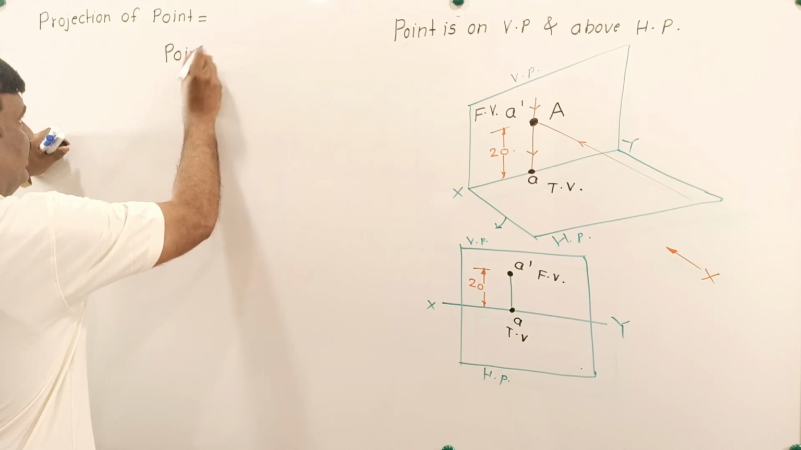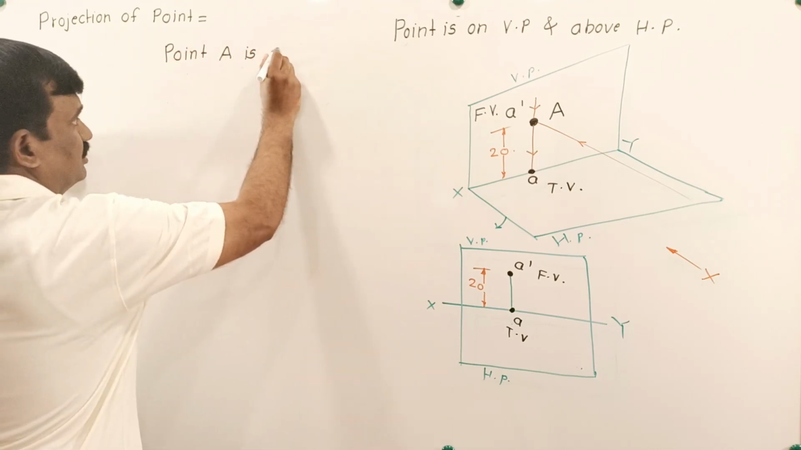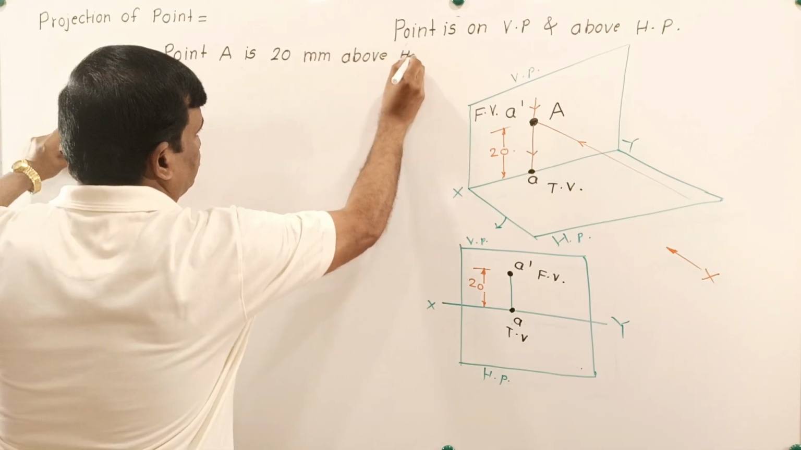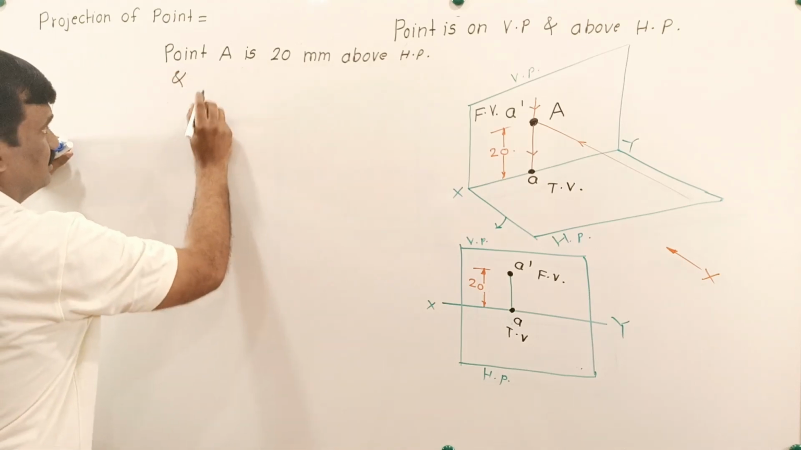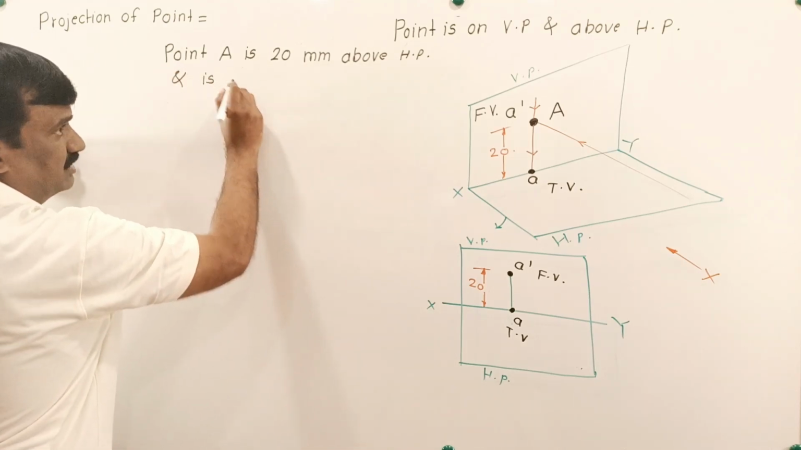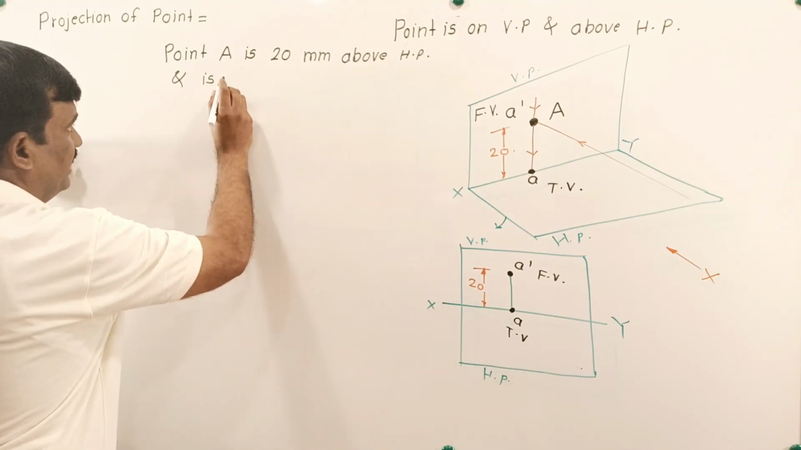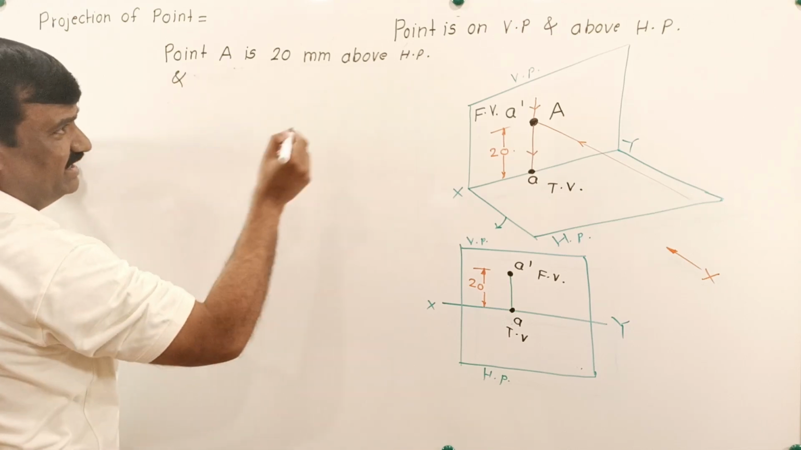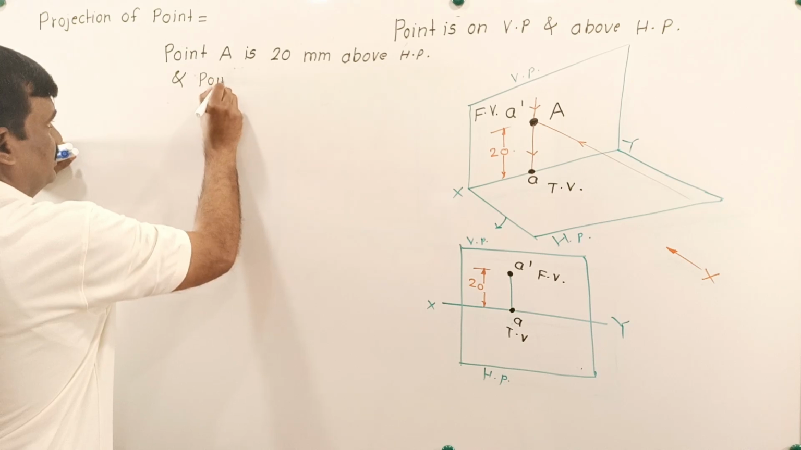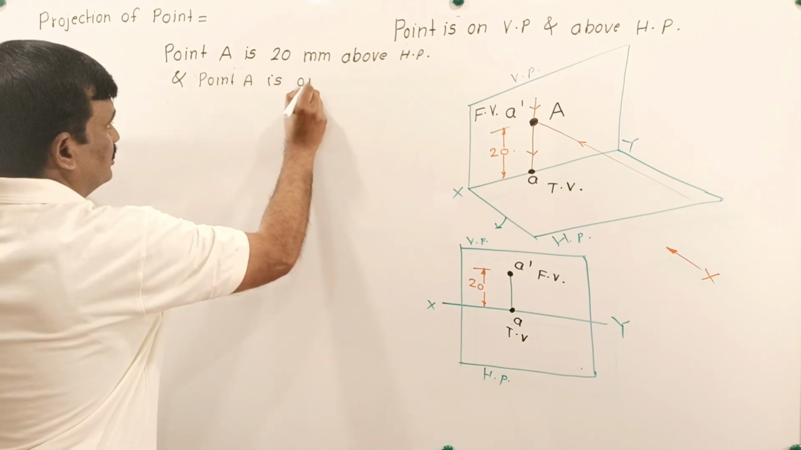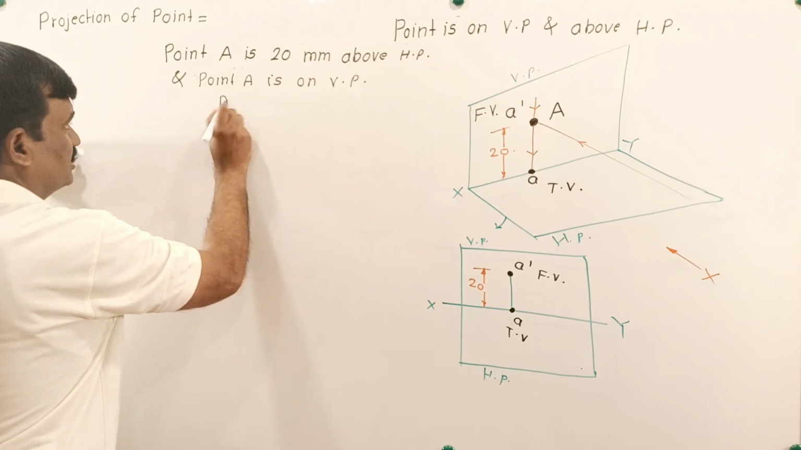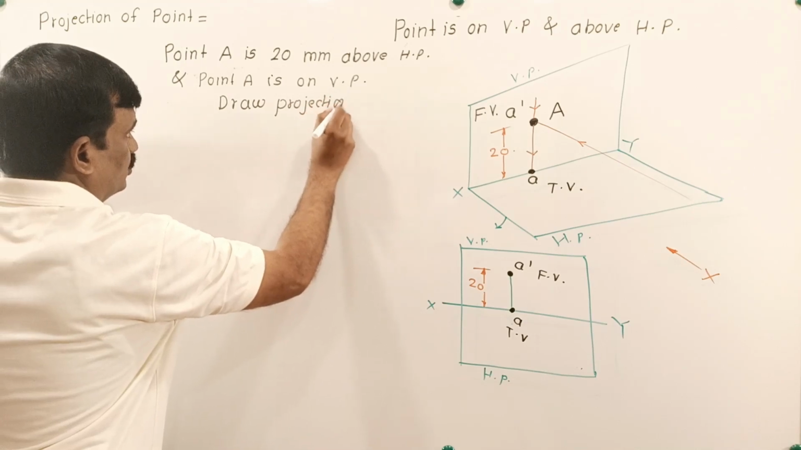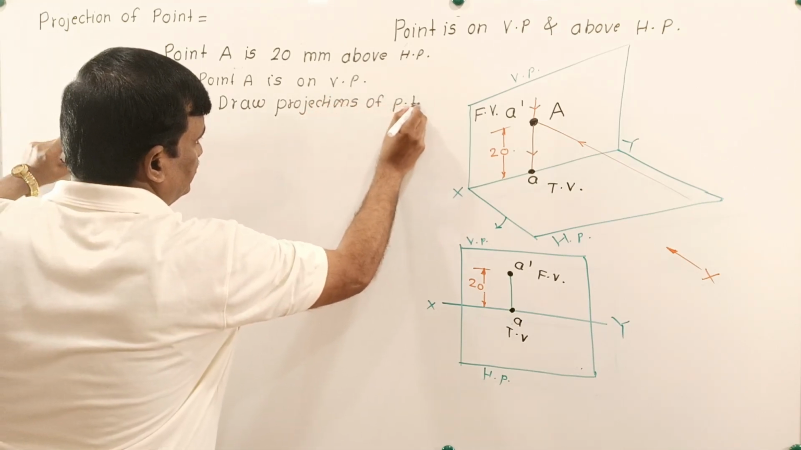Point A is 20 mm above HP, and it lies on VP. Point A is on the vertical plane. Question: draw projections of point A.